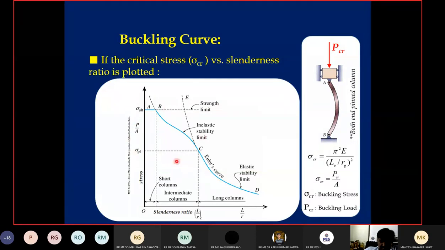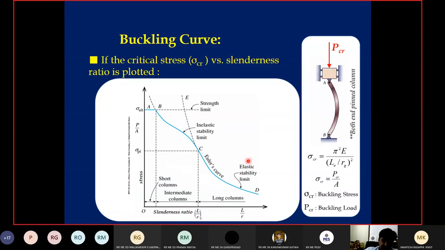Now you can see that the short column has got the fullest capacity. That means the full material can be utilized. Whereas when it comes to the intermediate column, even though there is an ultimate capacity of it, and the strength is going to be more, still it is going to be deficient. Thereby, you're going to design this for buckling first. And then if you look at the long column, there is no factor for strength, but it's going to fail by buckling. That means the two design criteria for a column are that they do not buckle and the strength is not exceeded.